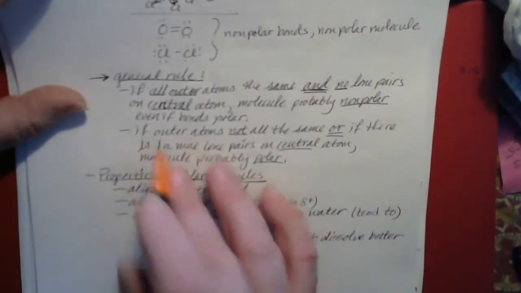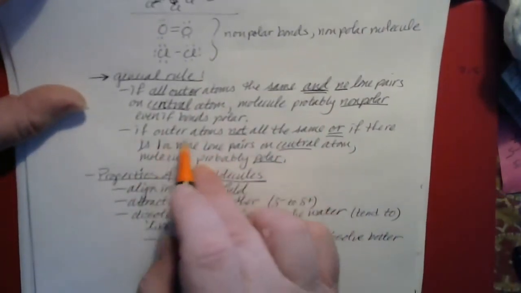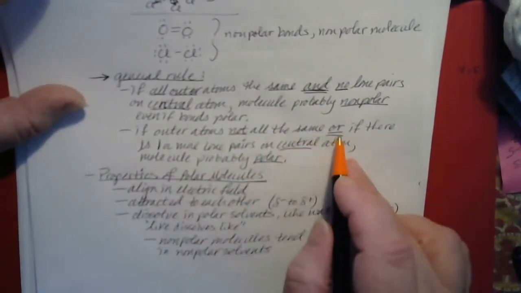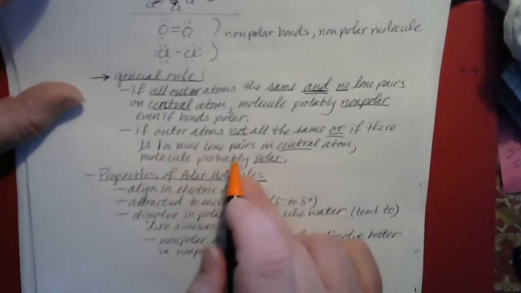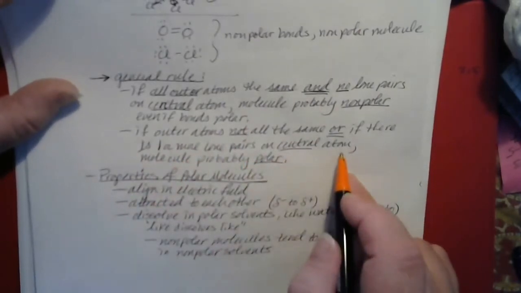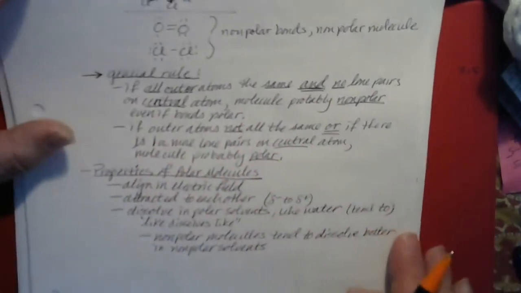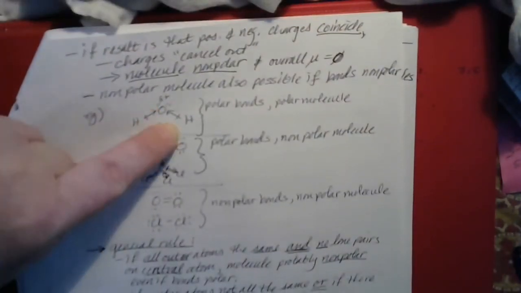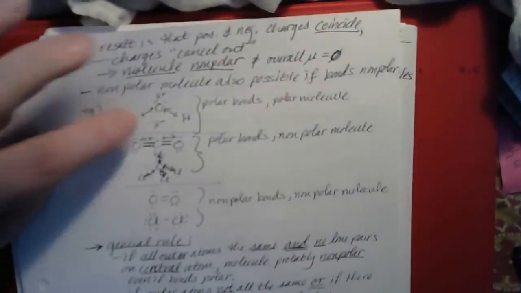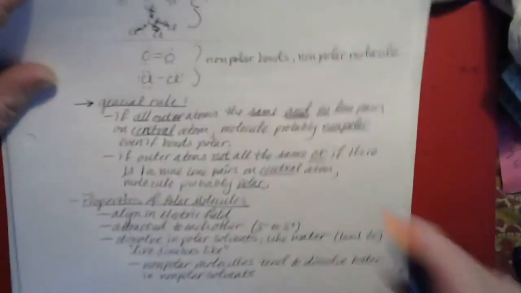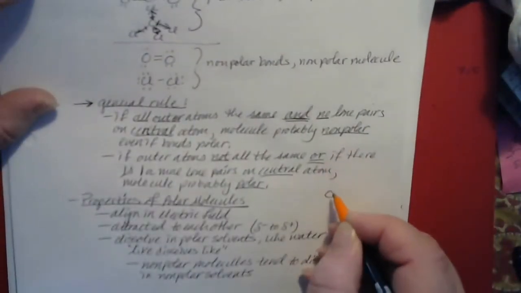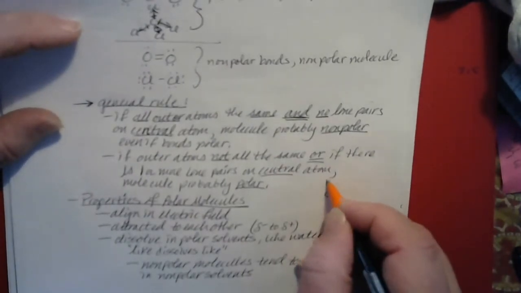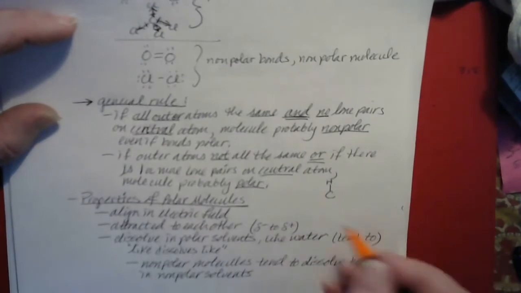And the other rule of thumb is, on the other hand, if the outer atoms are not all the same, or if there's one or more lone pairs on the central atom, then the molecule is probably polar. We saw the part about the lone pairs on the central atom with H2O. So that's polar. An example of something with different outer atoms might be CH3Cl, or methyl chloride.